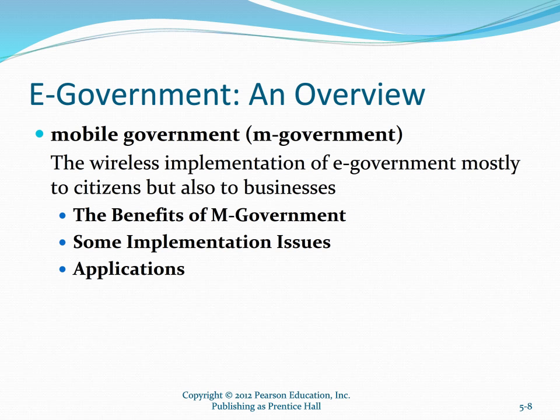And the last classification of e-government covered in the text is mobile government, or m-government. It's the wireless implementation of e-government, mostly to citizens, but also to businesses. There's lots of benefits, obviously, to mobile government. This includes things like remote access, reduced costs, increased efficiency, added convenience and flexibility, better services to citizens, the ability to reach a larger number of people through mobile devices than would be possible with just wired connections. So there's a lot of benefits to mobile government.